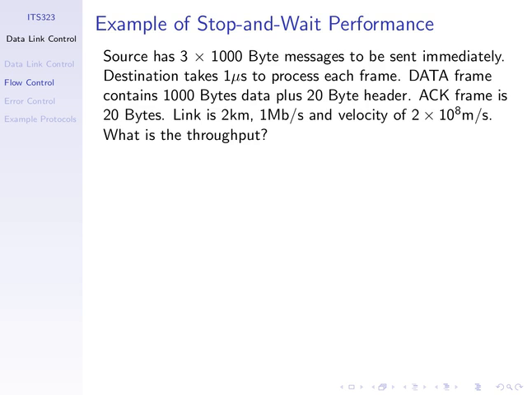Well, in this phase, we sent 1 data frame. The amount of real data we sent was 1,000 bytes. Our data frame contained 1,000 bytes of real data plus 20 bytes of header. So in that period of 8,341 microseconds, we transmitted 1,000 bytes of real data, and that 1,000 bytes was successfully received.